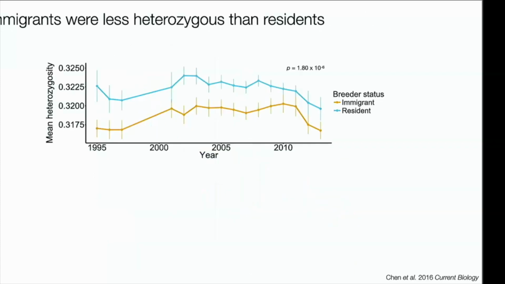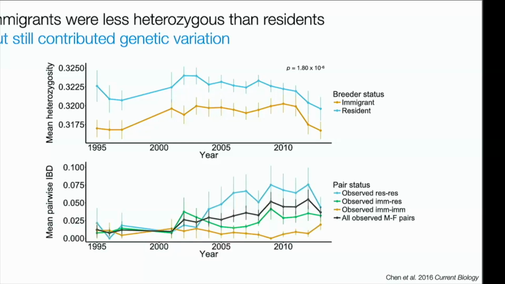From our genomic data, we could genotype everybody, and we found that immigrants were much less heterozygous compared to residents. Here I'm showing you mean genome-wide heterozygosity for breeders who were born in our population in blue, and known immigrant breeders in yellow. You can see that there's much lower heterozygosity of immigrants, which is consistent with our hypothesis that they're coming from these much smaller and presumably more inbred populations.